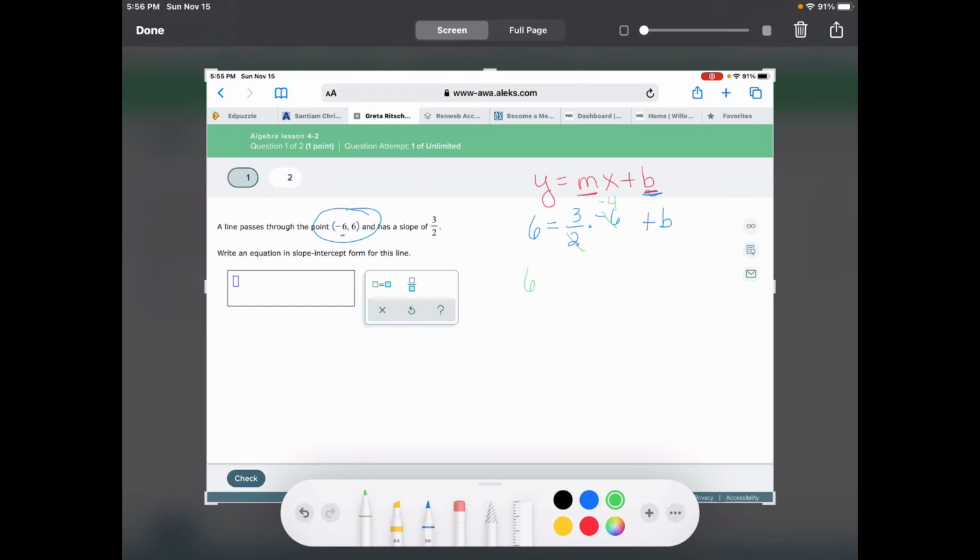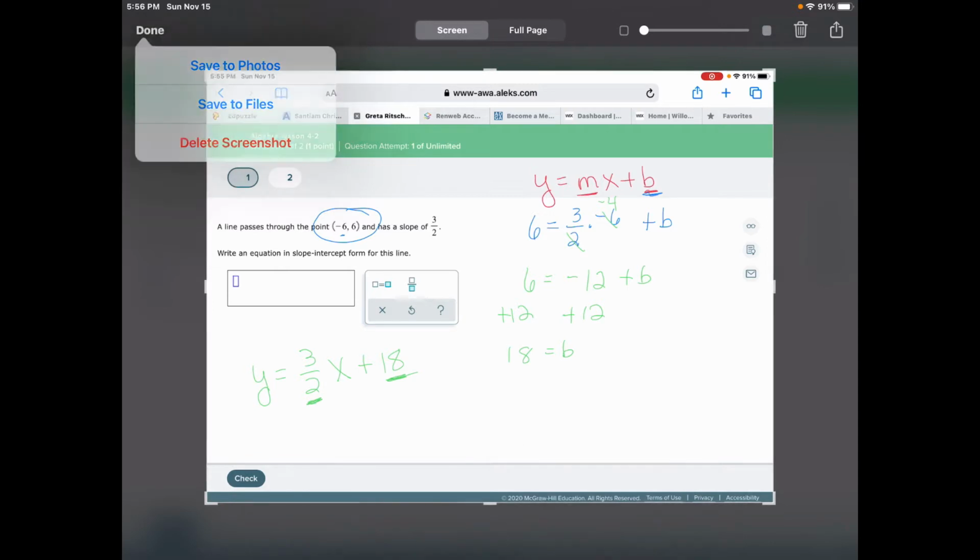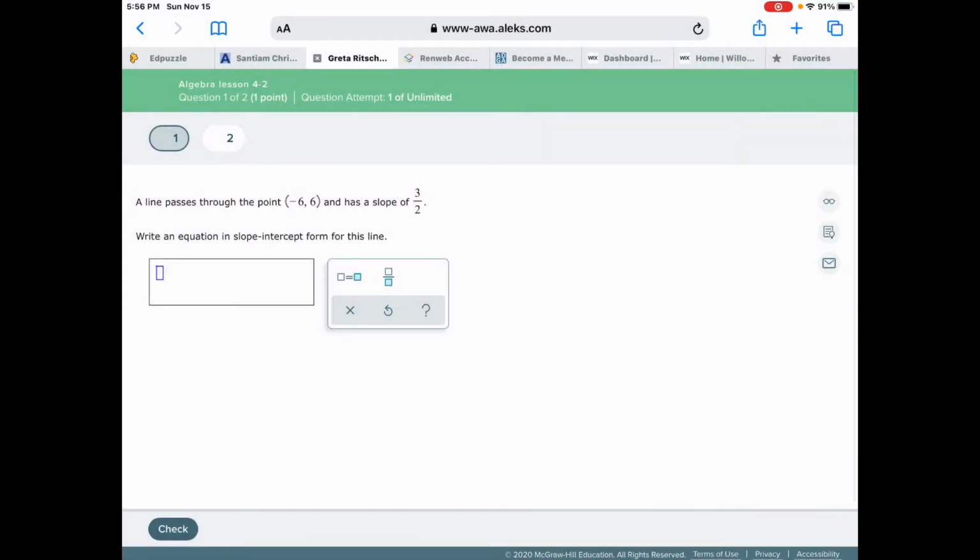So you're welcome to use your calculator. We're going to add 12 to both sides. So b is 18, and we can write our equation. Y equals 3/2. Slope stays the same, x plus 18. We always are looking for that y-intercept, and we always need slope. Y equals 3/2 x plus 18. Let's enter that.